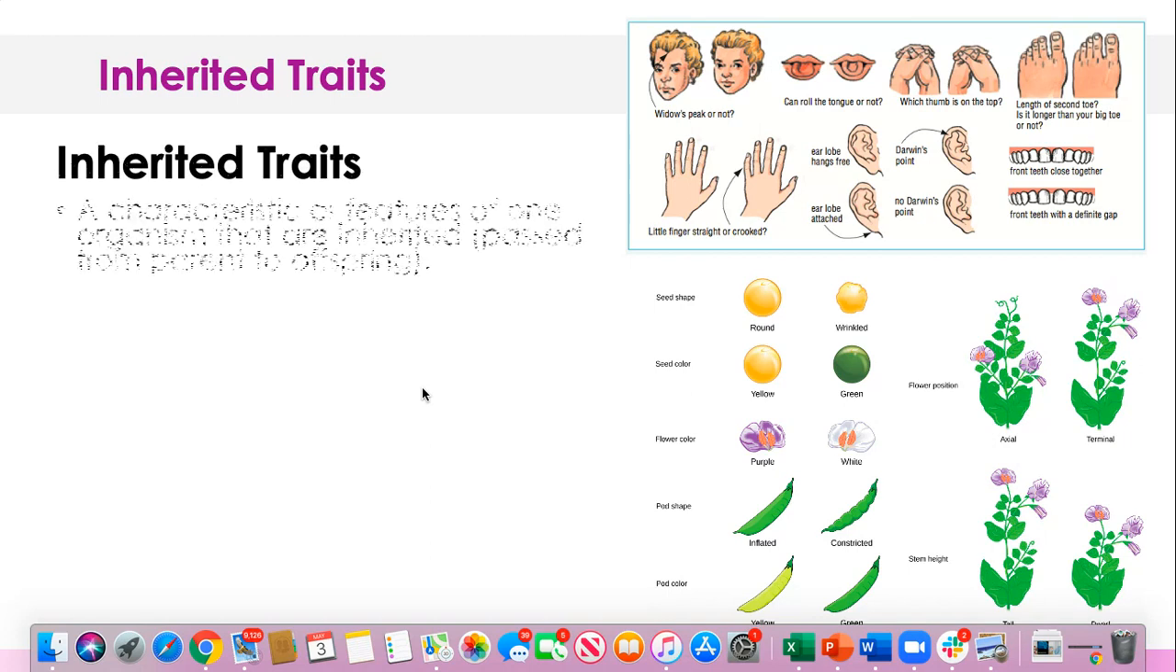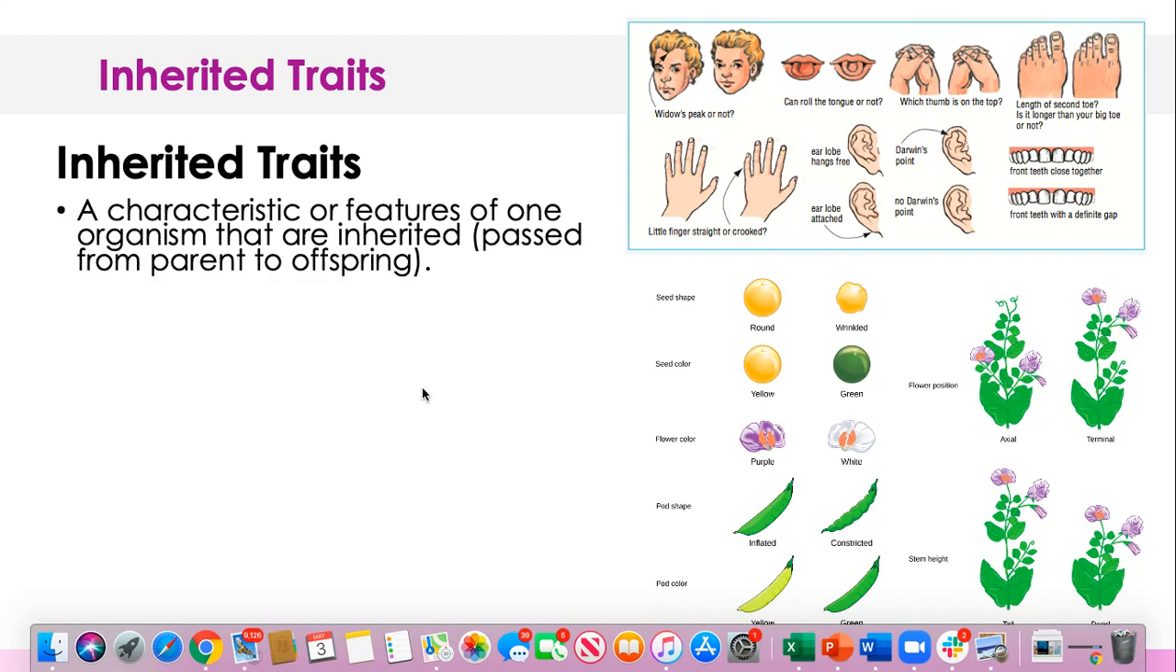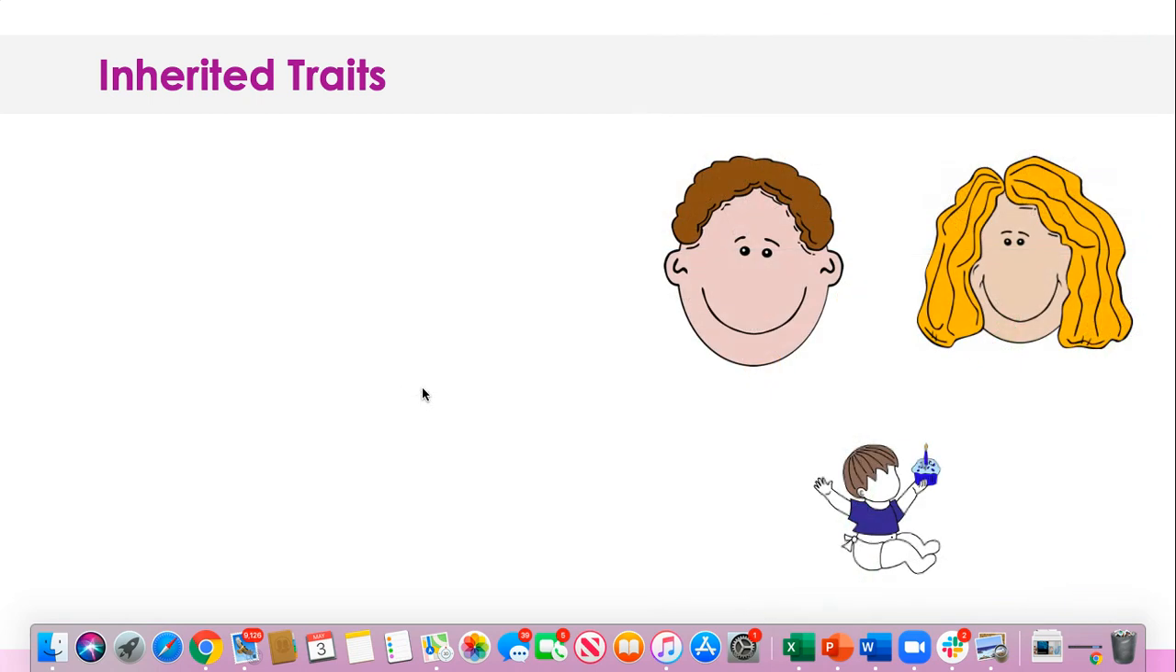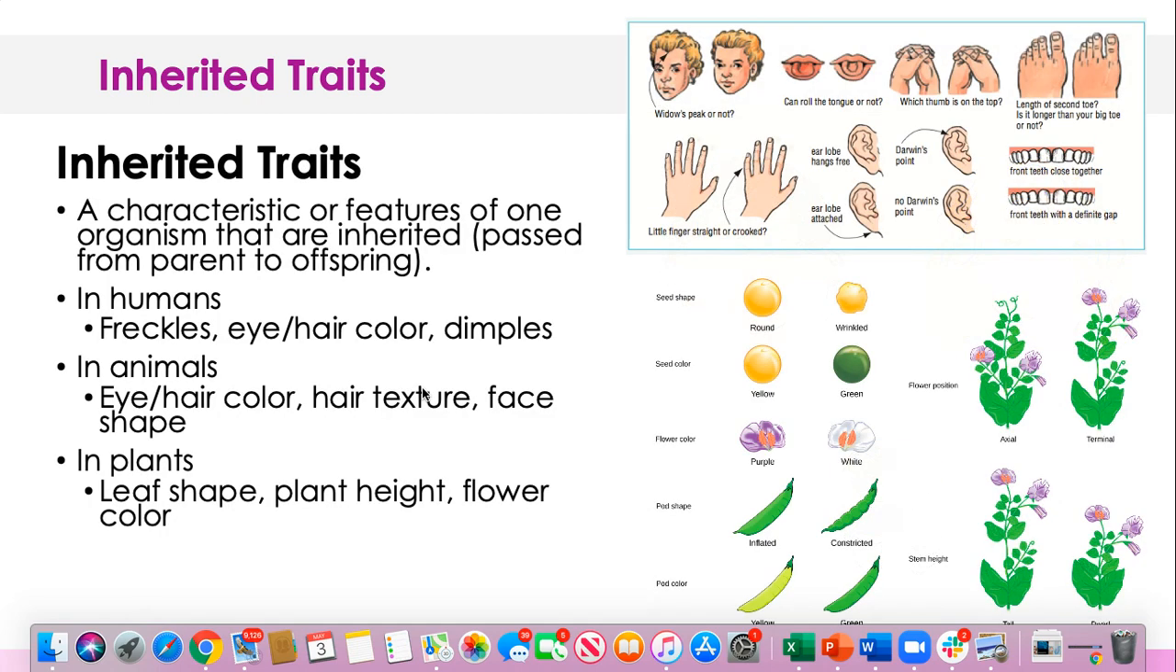What he did was he found a characteristic or feature of an organism that is inherited, passed down from parents to the offspring. In humans, you have things like freckles, eye and hair color, dimples. Those things are all inherited, right? In animals, you have things like eye color, hair color, hair texture, face shape. And in plants, they have things like leaf shape, plant height, flower color. These were all things that Gregor Mendel actually studied. He was really famous for studying the peas, and we'll talk about it pretty soon.